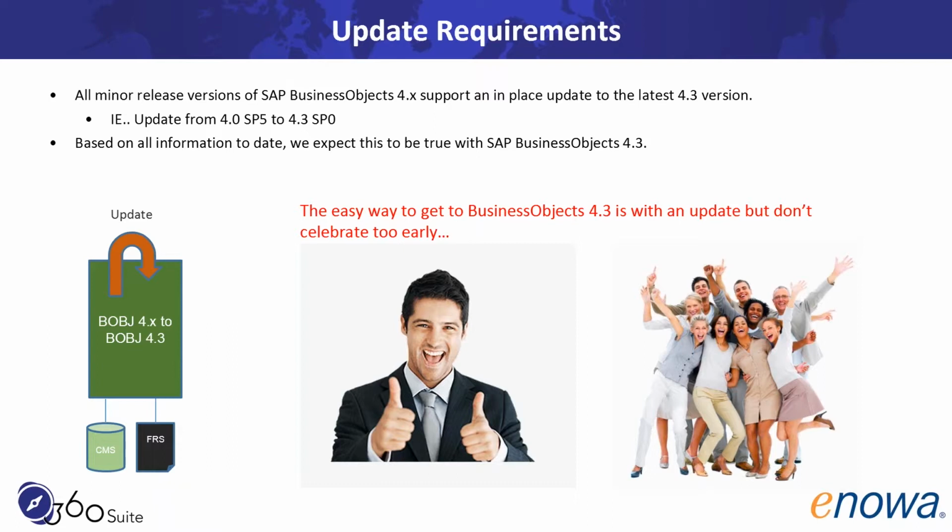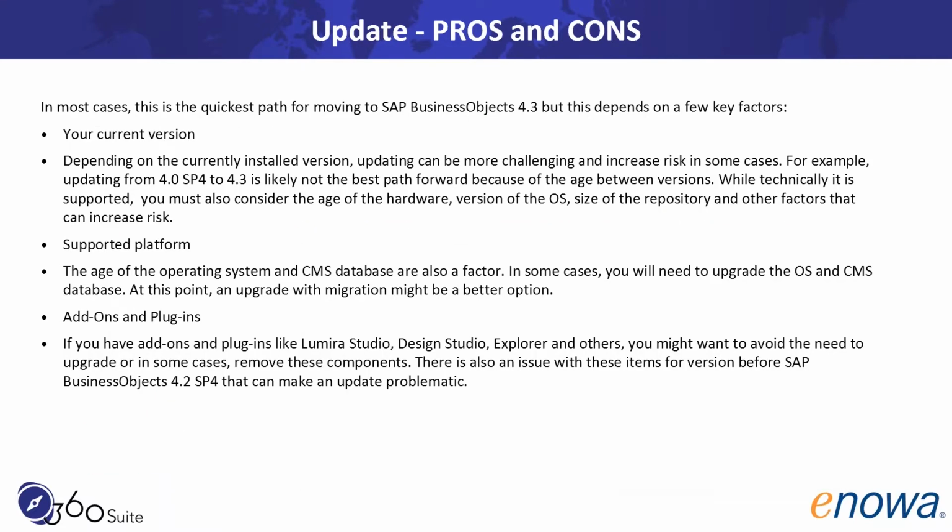For example, if you're on 4.0 support pack 5, you may not want to do an in-place upgrade to 4.3 support pack 0. So, pros and cons again. This is obviously the quickest path because you don't have to do all the reconfiguration. The cleanup isn't as important because we're not actually moving content from one repository to the next. But there are some things that you need to consider.